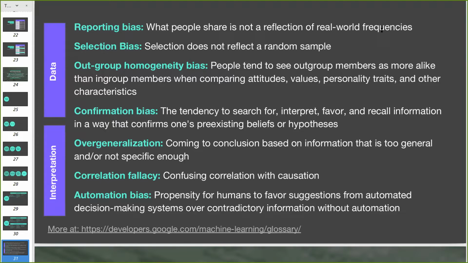Likewise, we have some other biases here: outgroup homogeneity bias, confirmation bias, overgeneralization, which is coming to a conclusion based on information that is too general or not specific enough. So overgeneralization, correlation fallacy, and automation bias. We'll see what each of these things are in the next slides.